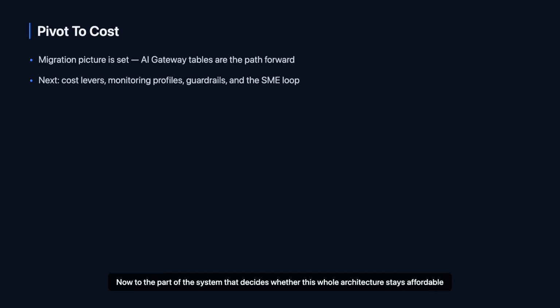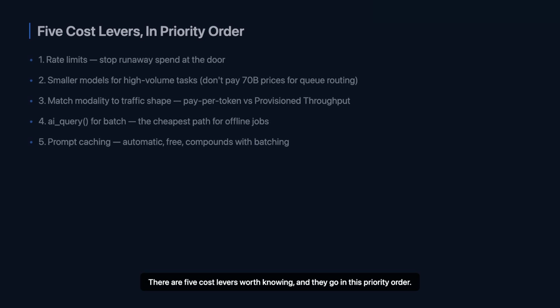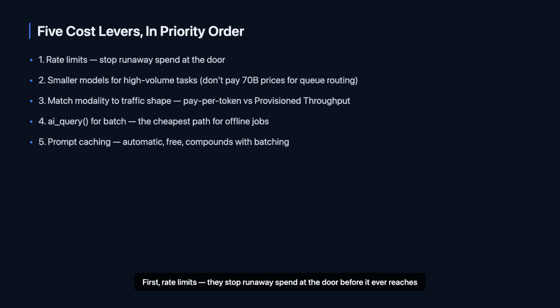Now to the part of the system that decides whether this whole architecture stays affordable: cost levers, then monitoring profiles, guardrails, and the SME feedback loop. There are 5 cost levers worth knowing, and they go in this priority order. First, rate limits. They stop runaway spend at the door before it ever reaches the model.